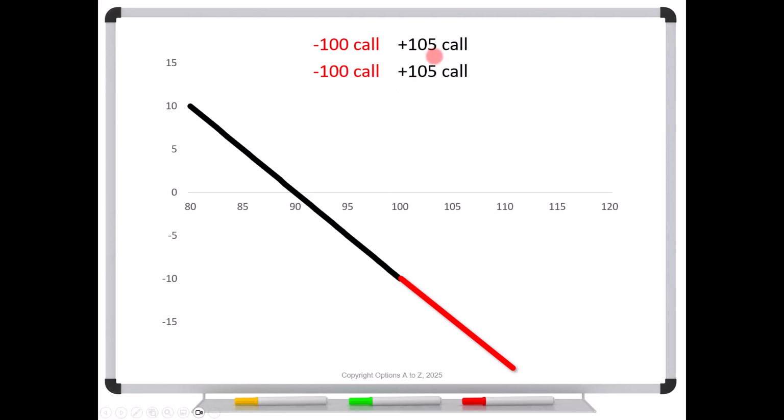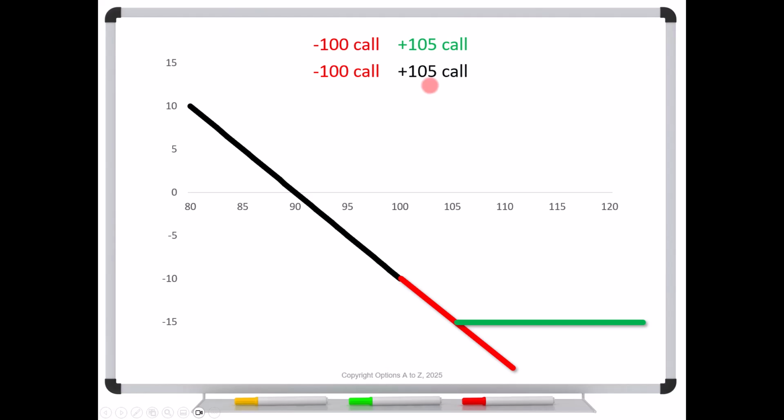Now let's look at this long 105. If we buy the 105 call, that is going to give us an insurance policy right here at 105. So now I'm going to go from having these unlimited negative deltas in this direction to flat. At 105, I'm right back into my synthetic put. Short stock plus a long call.